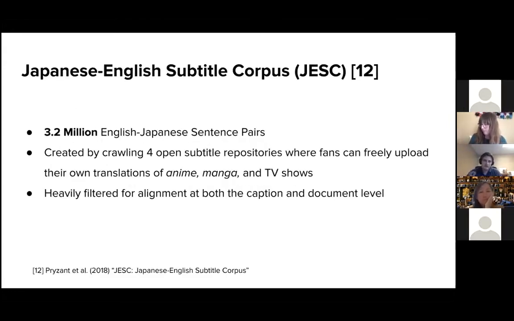So what we picked for this project was the Japanese-English Subtitle corpus, and this is 3.2 million English to Japanese sentence pairs, and it was created by crawling different repositories for subtitles online, where fans of anime and manga can put their translations online for free. This was heavily filtered for alignment at both the caption and the document level.